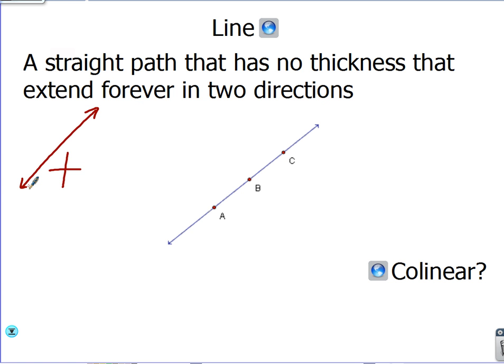But here's what's special about it. A line is a straight path that has no thickness. Got to be careful there too. The same way that a point has no size, really a line doesn't either. A line has no thickness and extends forever in 2 directions. A straight path that extends forever in 2 directions.